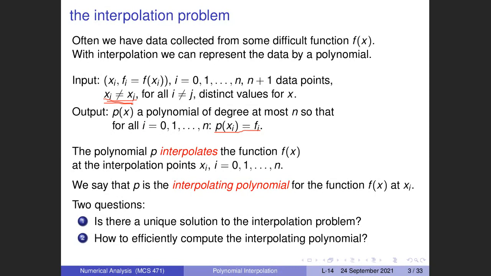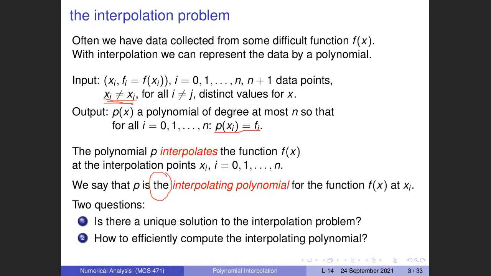In a way, we have already encountered this problem when we looked at the secant method. We had 2 points and we were constructing the line through these 2 points. 2 points, degree 1 polynomial. So there is some terminology. The polynomial interpolates the function at the interpolation points. And P is then also the interpolating polynomial. The little words actually matter often.